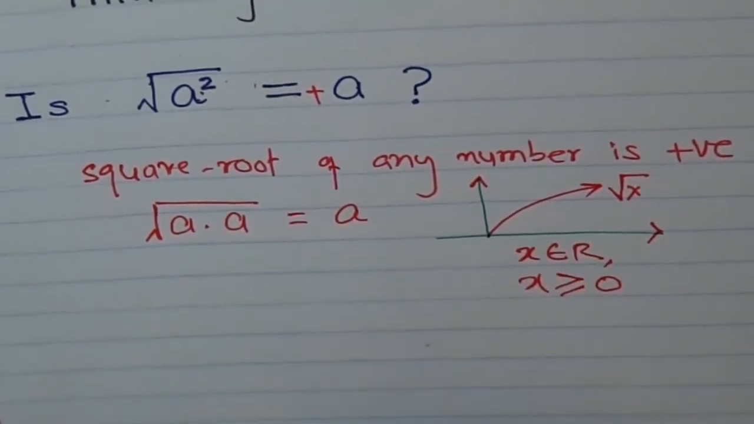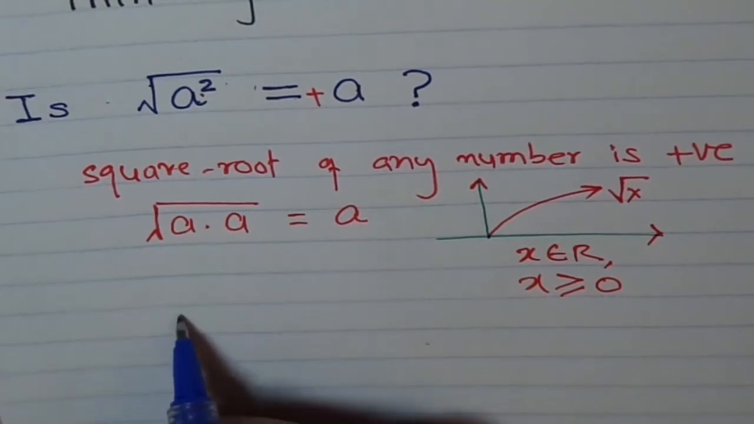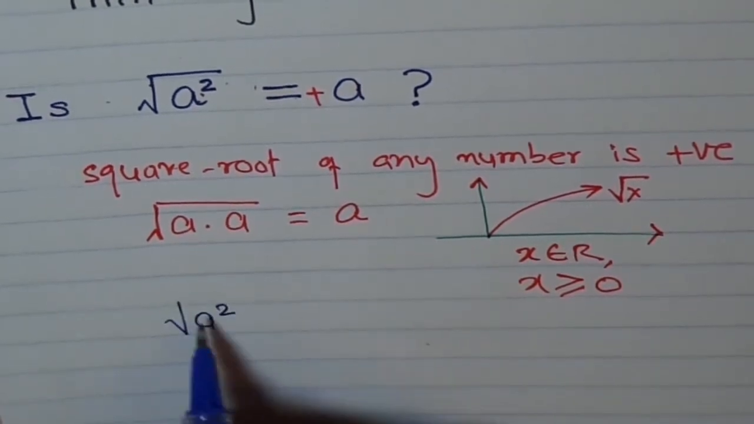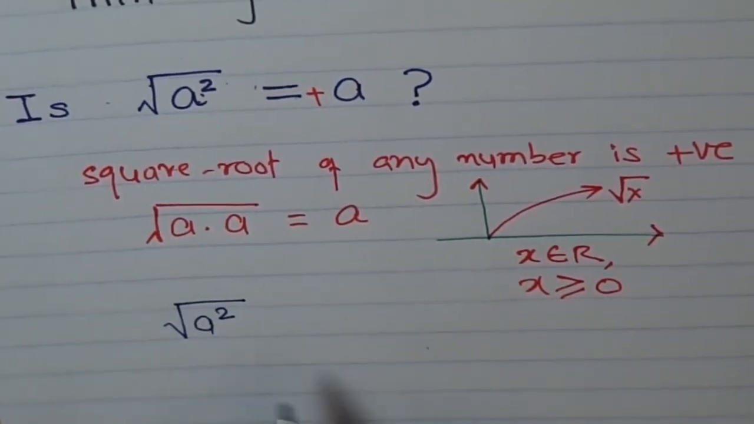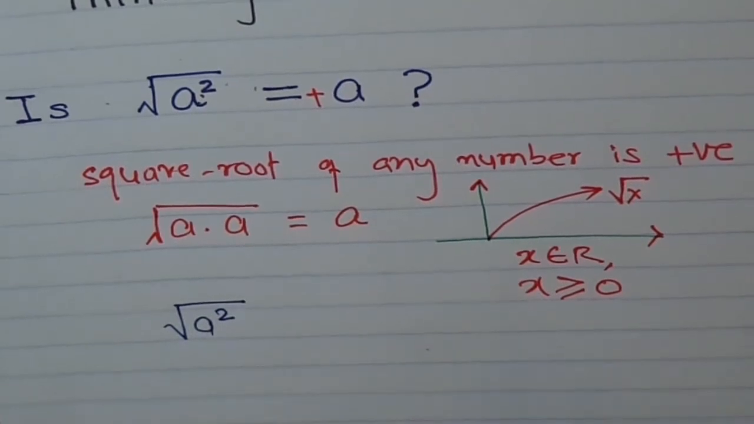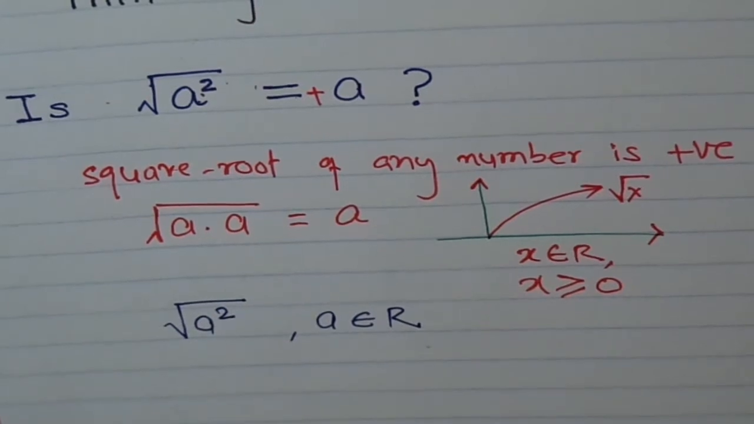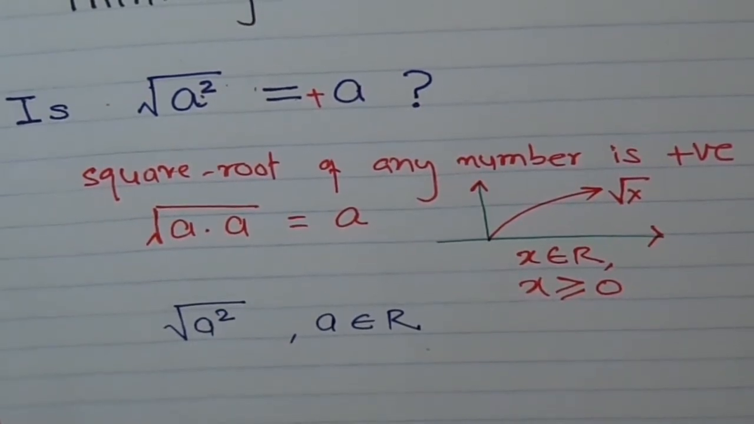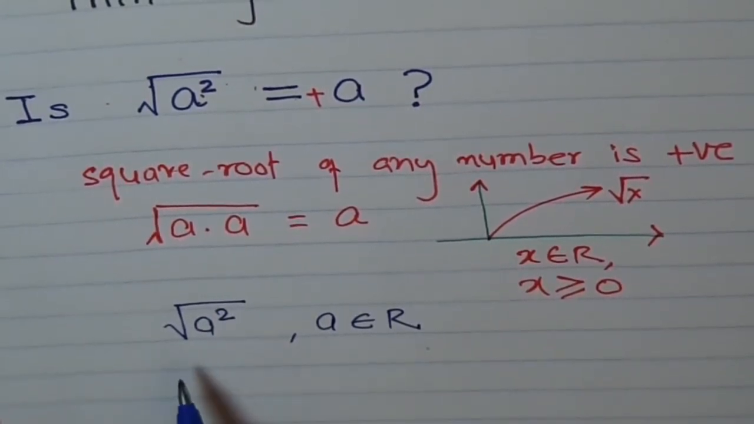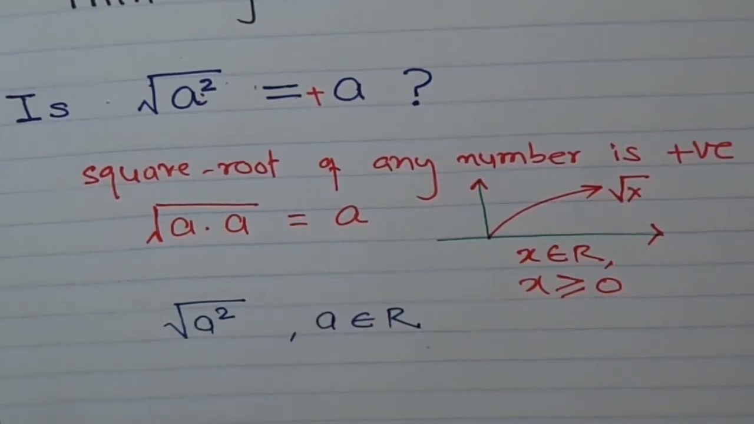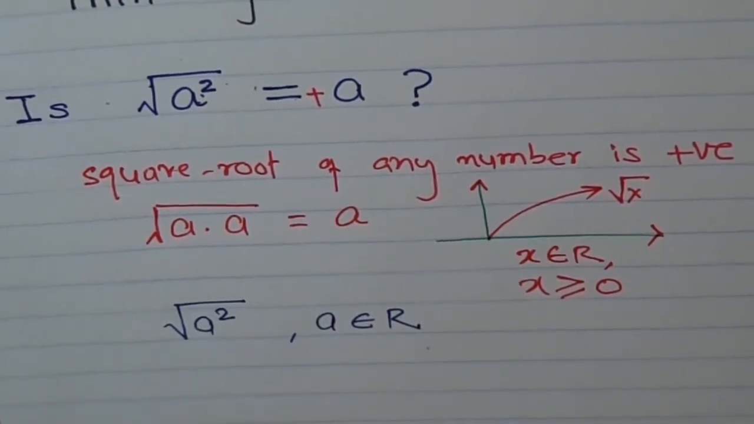But now our question has changed. We are working on the square root of a square. Now, when it is a square, a could be any real number. A belongs to the set of real numbers. Correct? A could be negative also. If a is positive, then this is okay. But let's take some examples where a is negative. In that case, will it be so? That is the question to think about.